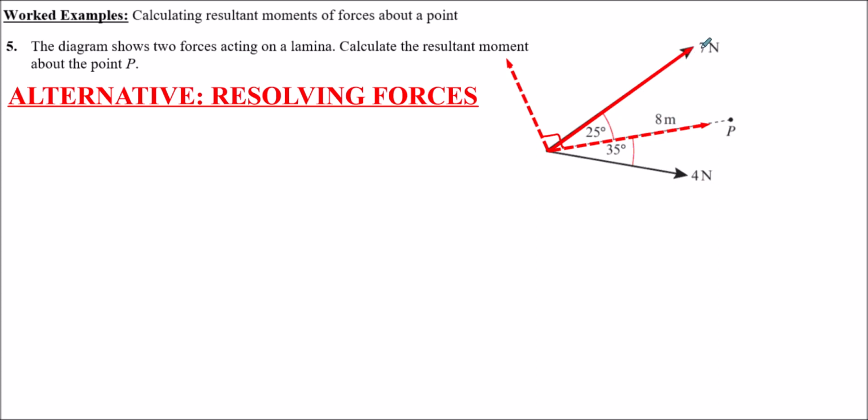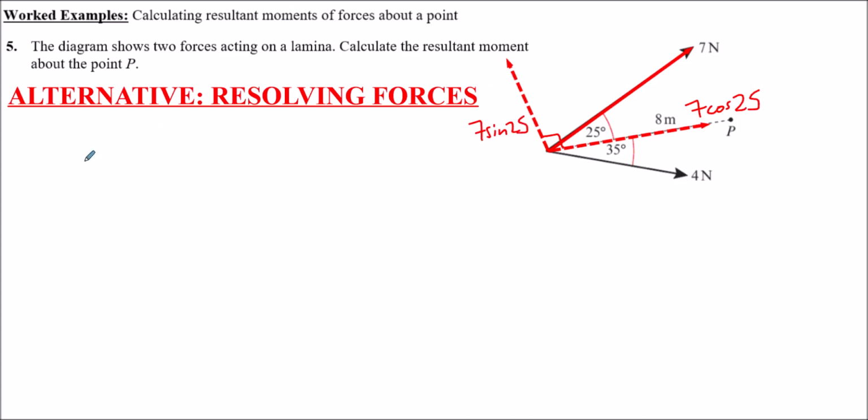So in this case, 7's the hypotenuse, okay? This is the adjacent, that one's going to be the opposite. So this side here, in the dotted red, would be 7 cos 25. And this one going up here will be 7 sine 25.